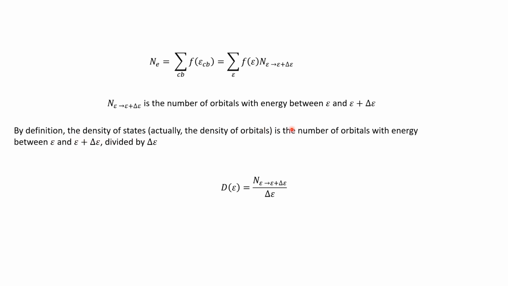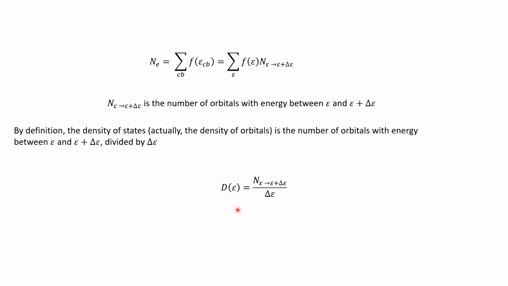states is the number of orbitals with energy between the energy epsilon and the energy epsilon plus delta epsilon divided by delta epsilon. So this is the density of states evaluated at the energy epsilon, and this is the definition of the density of states. So this is the same definition for any kind of linear density.